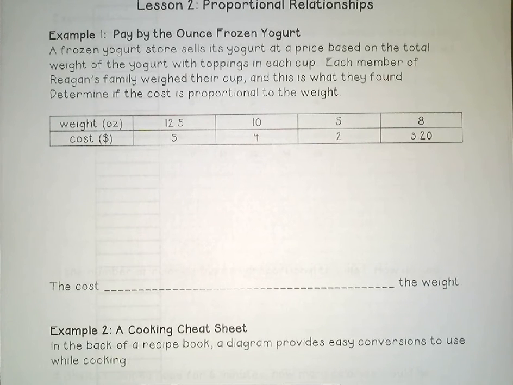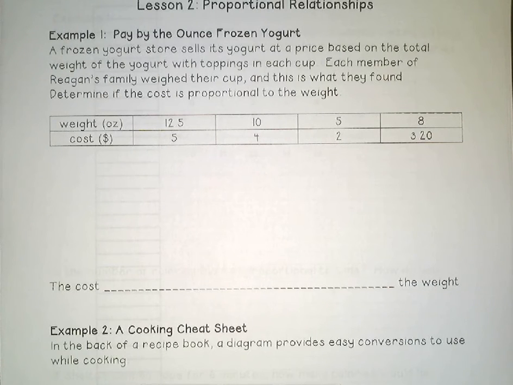Lopez. Today we are working on Module 1, Lesson 2, Proportional Relationships. One thing you need to know about proportional relationships between two quantities is that two quantities are going to be proportional if their ratios are equivalent. That's the main idea of this lesson. So let's go ahead and do example 1.